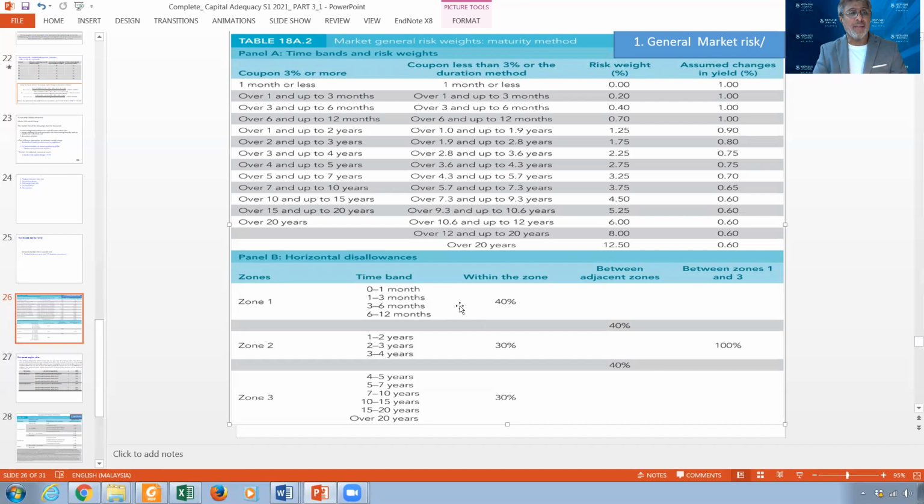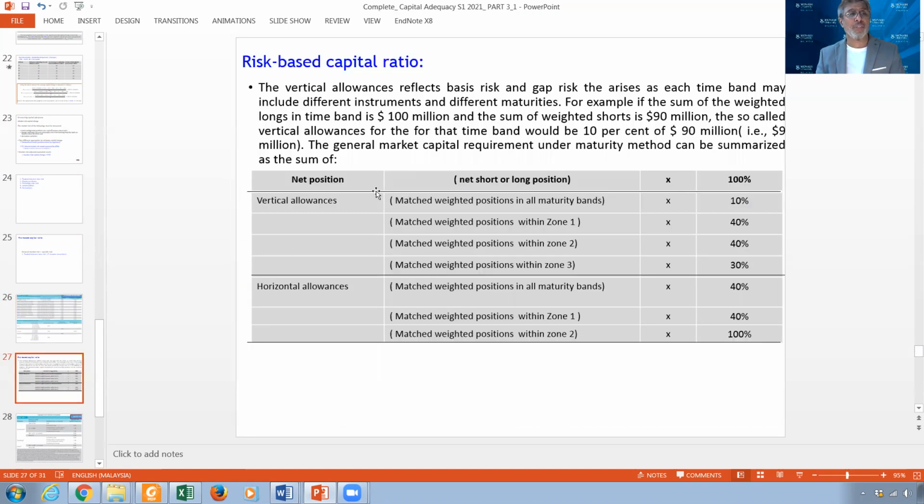But when you do that, there will be basis points, because the interest rates will not move the same. And there is also a gap between the net short and the net long in each of those bands. Anyways, what they did is, I know it's a headache, but it's like this. So they provide what we call horizontal disallowances and vertical disallowances. And this is how they work it. Now, how to apply all of those? Let me take you to this example.